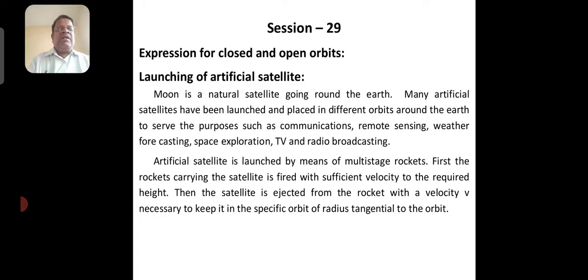Artificial satellite is launched by means of multi-stage rockets. First, rockets carrying the satellite is fired with sufficient velocity to the required height. Then the satellite is ejected from the rocket with a velocity v necessary to keep it in the specific orbit of radius r, tangential to the orbit.